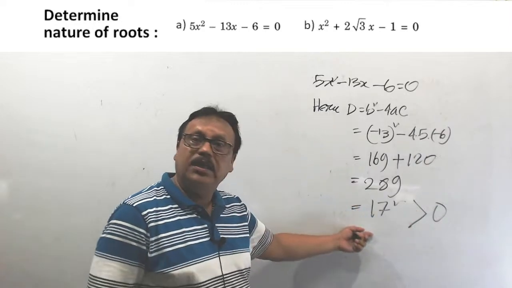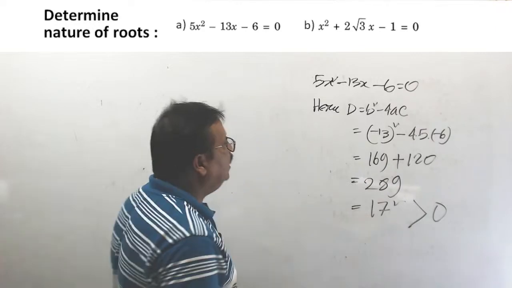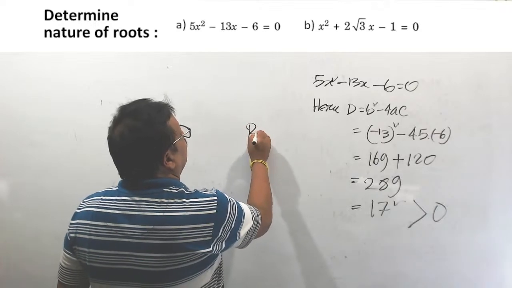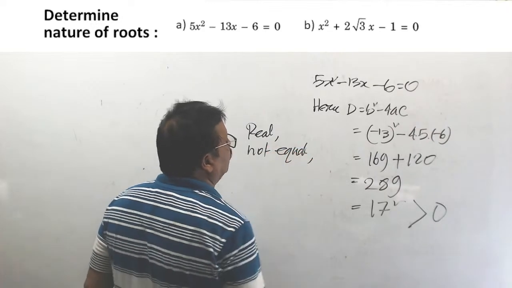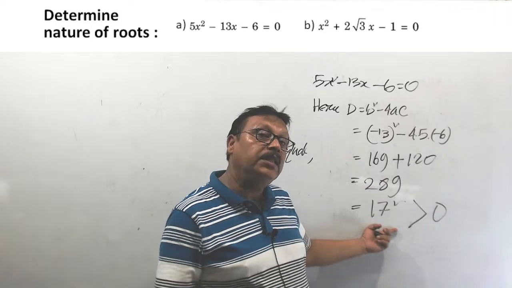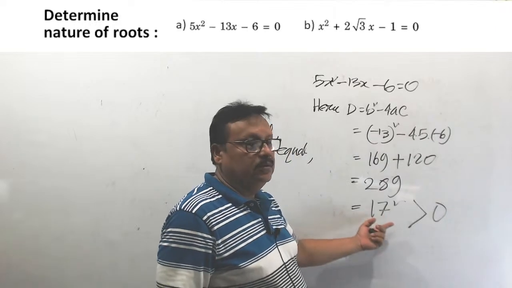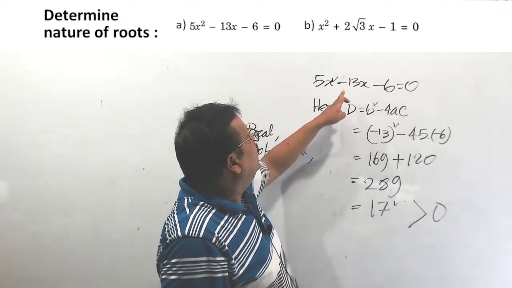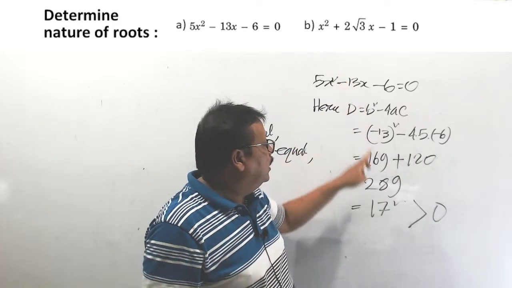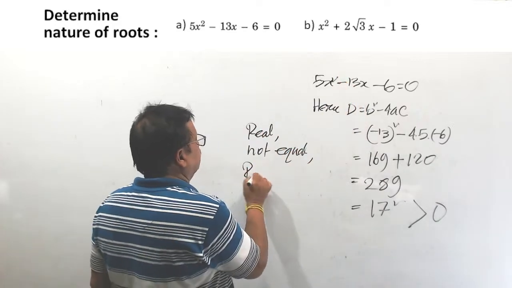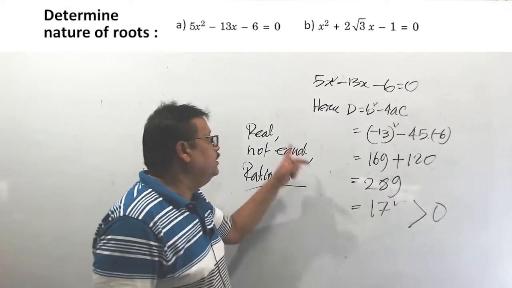Positive means what? Real. Not equal to 0 means what? Not equal. The roots are what? Real, not equal. Real and not equal, since it is not equal to 0. If it be 0 only, then only will it be equal. Otherwise, always will be not equal. Okay. But it is a square number. Rational or irrational? See, here b and a both are what? Rational. So there is no tension. That means it is what? Rational. Real, not equal, and rational. This is the nature of roots.